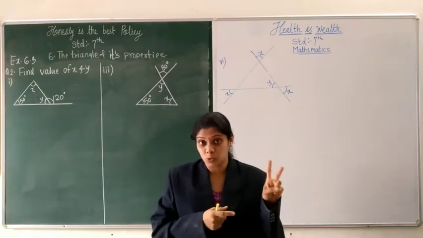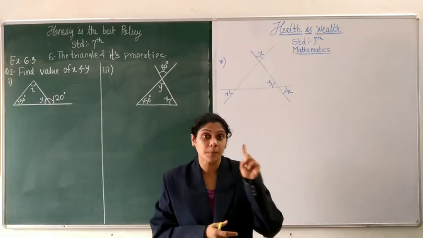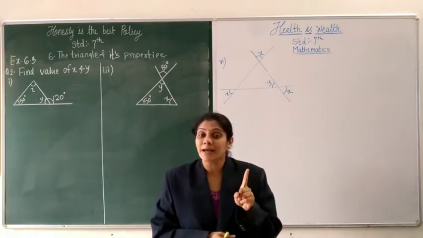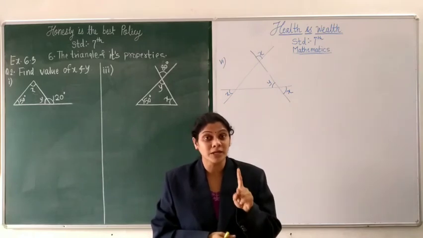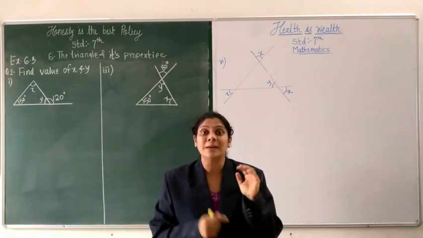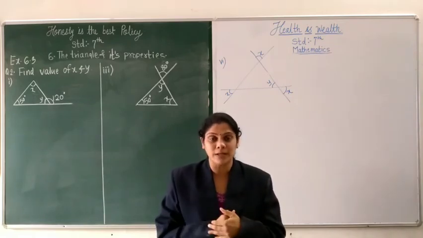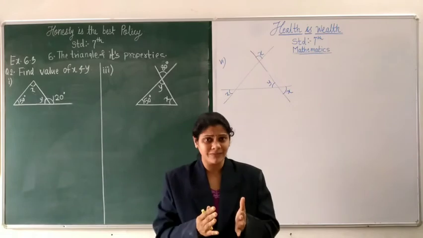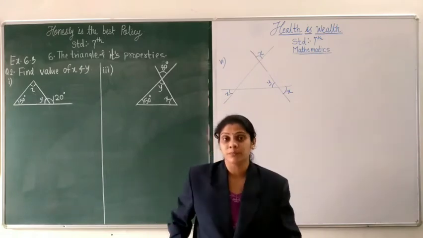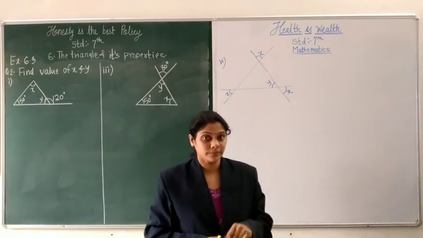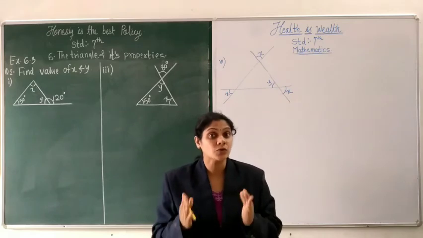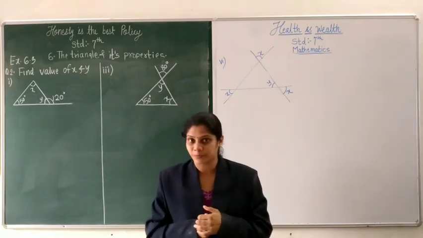So by using these two properties, what is the first one? Opposite angles have the same measurements, and the second one is that linear pair angles have their sum of measures of angles equal to 180 degrees. So by using these two properties and by using the angle sum property, we have to solve question number 2. Now without wasting our time, we will start to solve. On this board, you can see I am going to solve only 3 questions, and the other questions you have to solve yourself in your notebook.